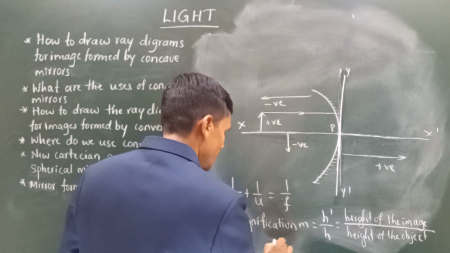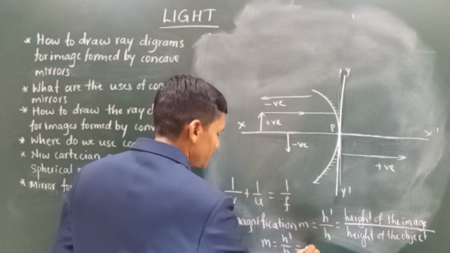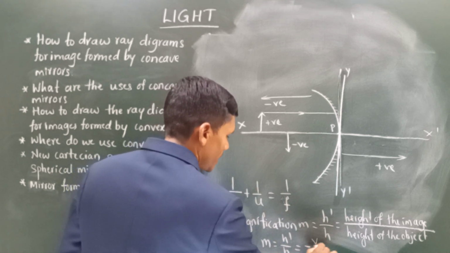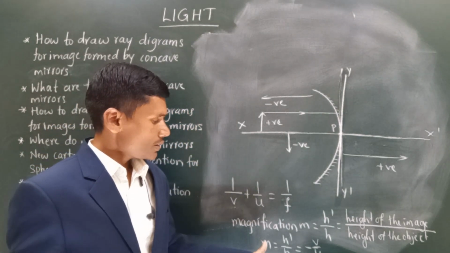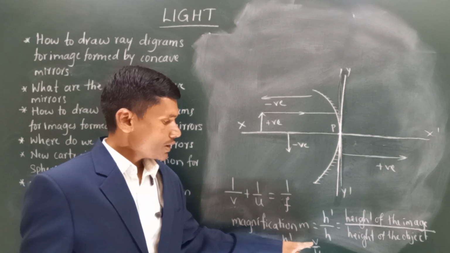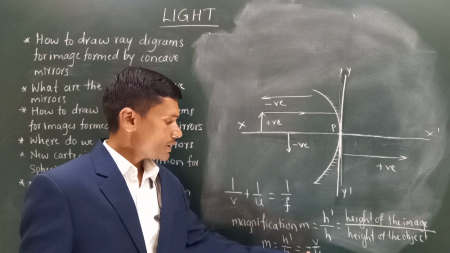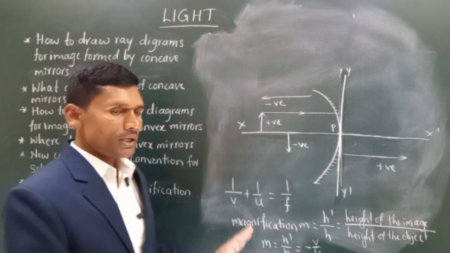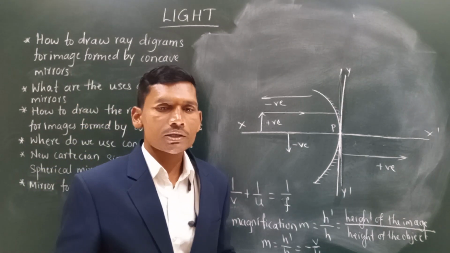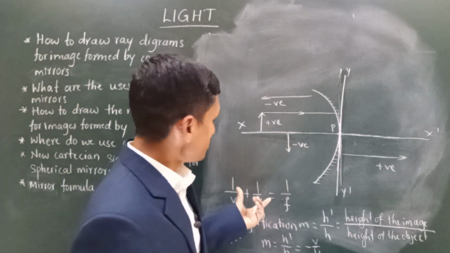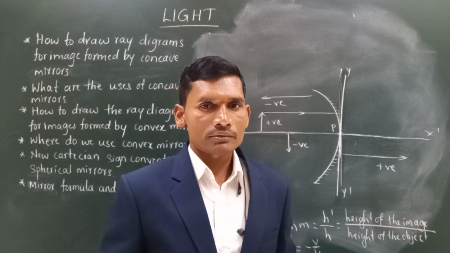And this magnification we can write like this also: m is equal to h dash by h, which can also be written as minus v by u, because magnification depends on the distance of the image and the distance of the object, with a negative sign. So these are just formulas, let us remember them, and in the next class we can go ahead with the calculations, that is, the applications of the mirror formula and magnification. In the next class we shall study that. Okay, thank you.